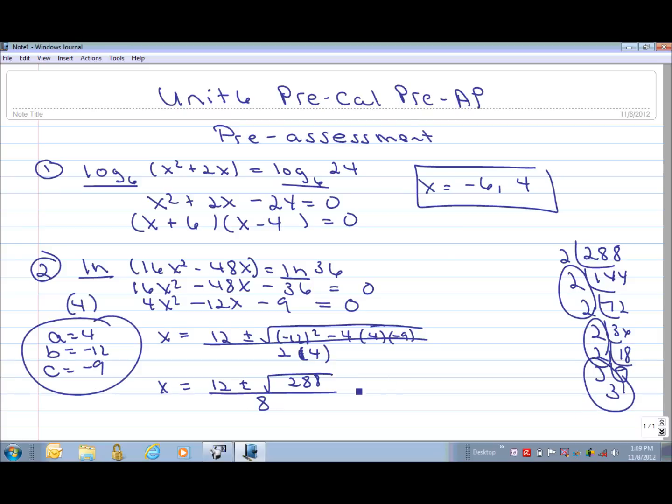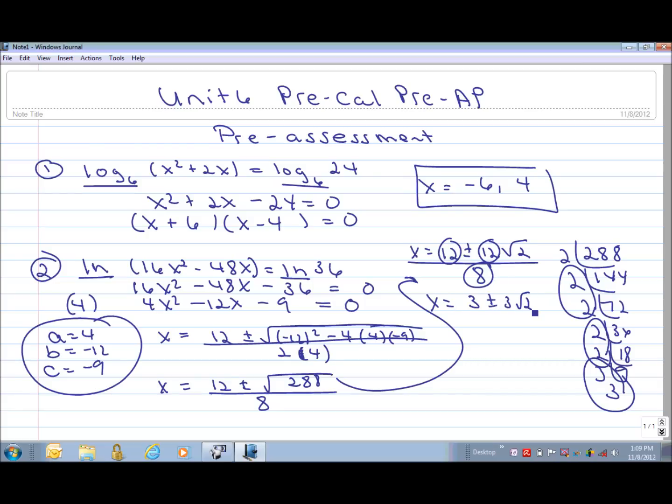So all of a sudden, we have now reduced this to x equals 12 plus or minus 12 square roots of 2 all over 8. And then of course we can reduce these all by 2, or actually all by 4. So we would have x equals 3 plus or minus 3 square roots of 2, all over 2. And you can just leave your answer just like that.